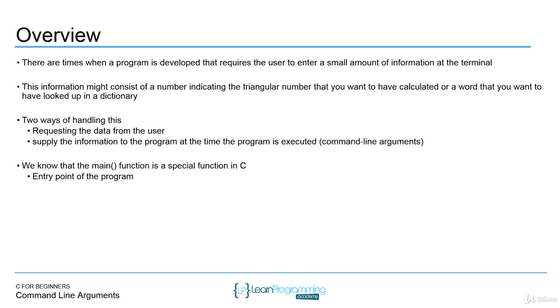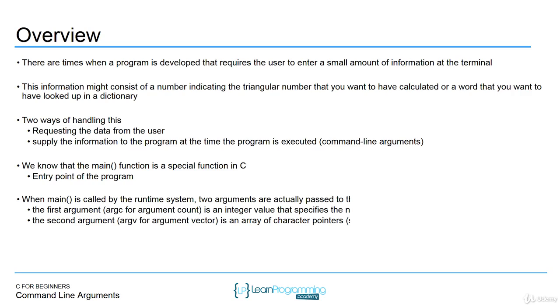And so we already know that every C program has a main function. This is a special function. It's basically the entry point of the program. It's also special because it can be used to get command line arguments. So when main is called by the runtime system, two arguments are actually passed to this function, command line arguments. The first one is the argument count, how much data is being passed to the program. It's an integer value.